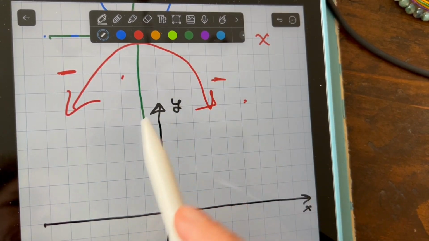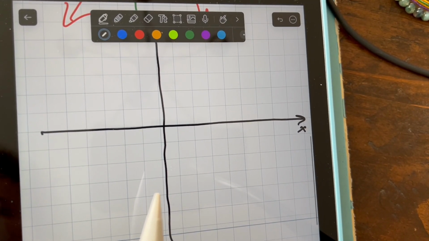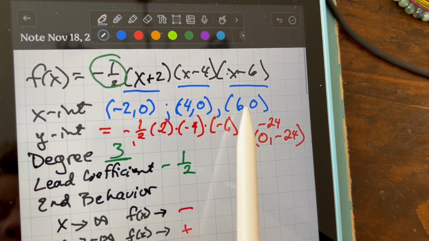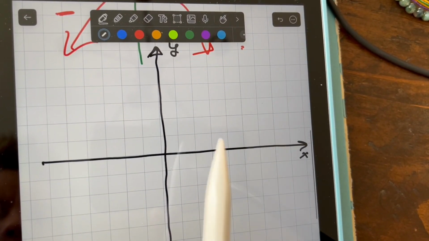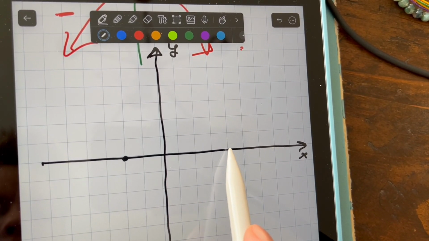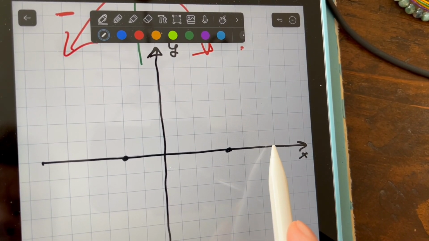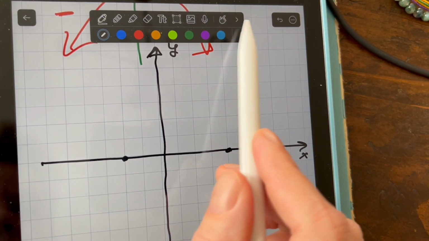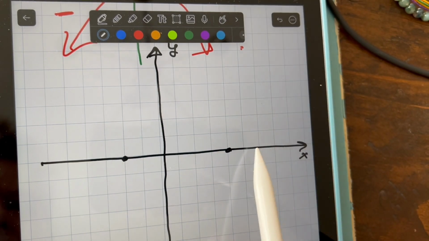I shouldn't write why it's function of x, but okay. So remember our intercepts: -2, 4, 6. So -2, 4, 6, right? Sorry, I should get rid of that other little accidental dot.